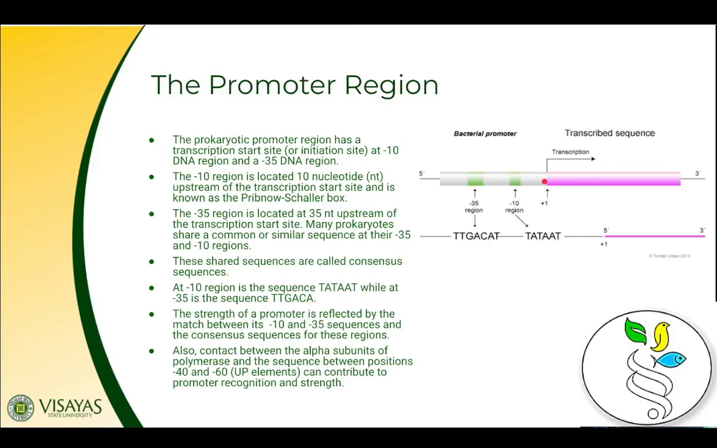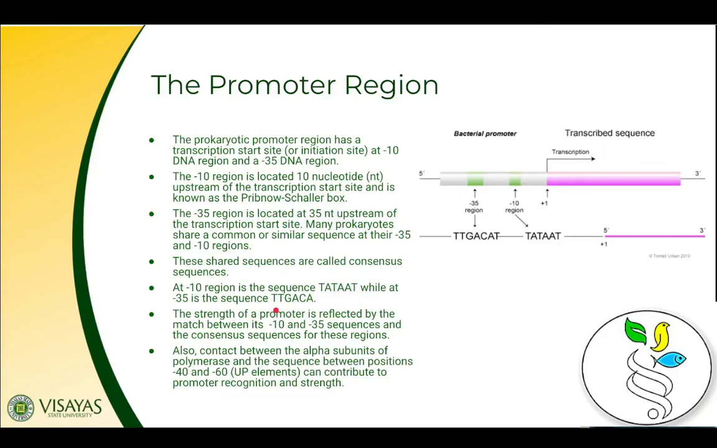At this site here, the -10 and -35 DNA regions are the promoter elements in prokaryotes. The -10 region is located 10 nucleotides upstream of the transcription start site, and it is known as the Pribnow-Schaller box. The -35 region is located 35 nucleotides upstream of the transcription start site. You count 1, 2, 3, 4, up to 35. Many prokaryotes share similar sequences at their -35 and -10 regions. These shared sequences are called consensus sequences. At the -10 region, the sequence is TATAAT.